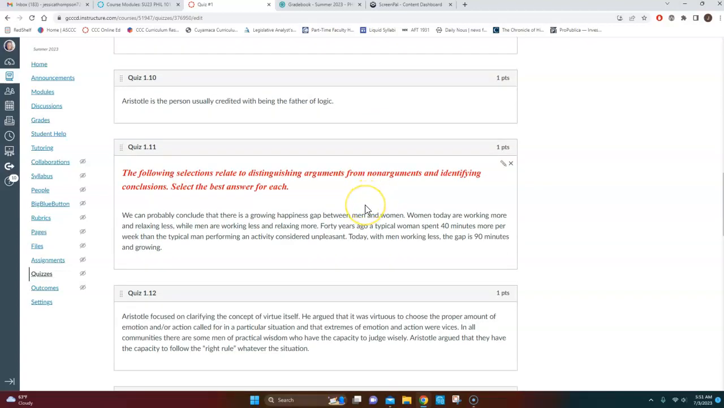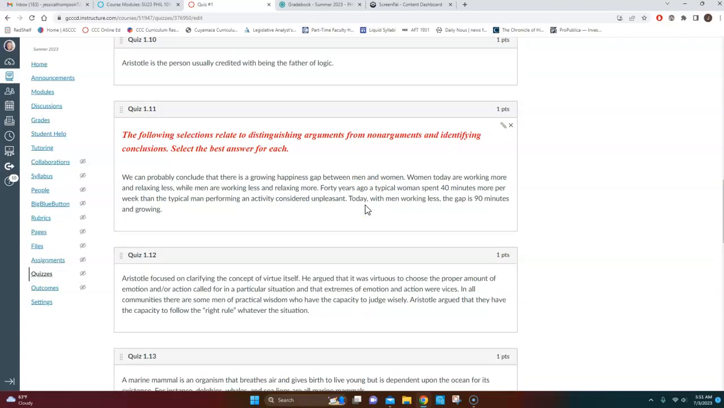Then let's do one of these down here. Let's just do the first one. We can probably conclude that there's a growing happiness gap between men and women. Women today are working more and relaxing less, while men are working less and relaxing more. 40 years ago, a typical woman spent 40 minutes more per week than the typical man performing an activity considered unpleasant. Today, with men working less, the gap is 90 minutes and growing.